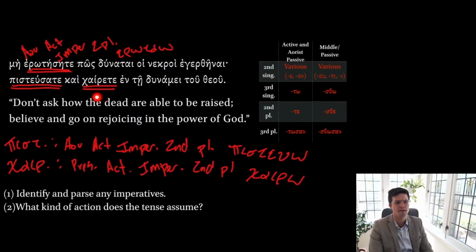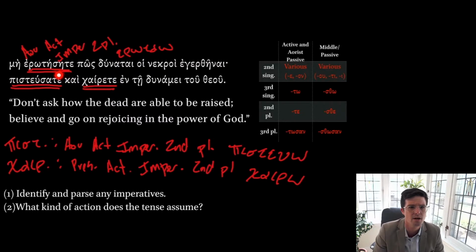So a couple of different comments on each one of these here. Notice that because erotao is a contract verb, an alpha contract verb, we get a lengthening here when the sigma is added for the first aorist morpheme. So this sigma right here is our sign of the first aorist, and then we have the lengthening of the eta. So our parsing information is an aorist active imperative, second person plural from erotao, which means I ask.